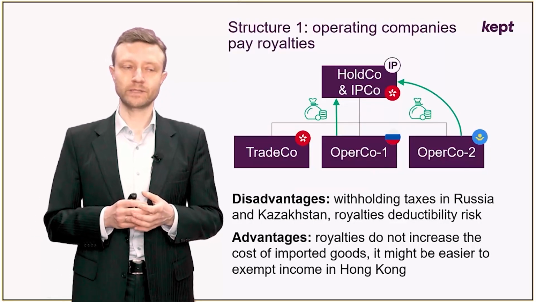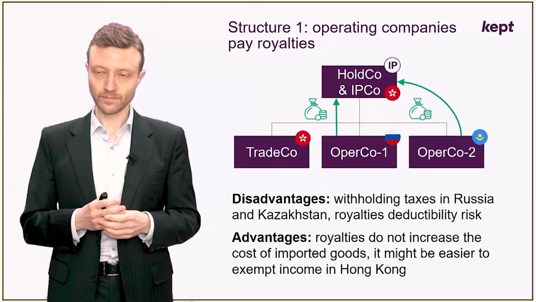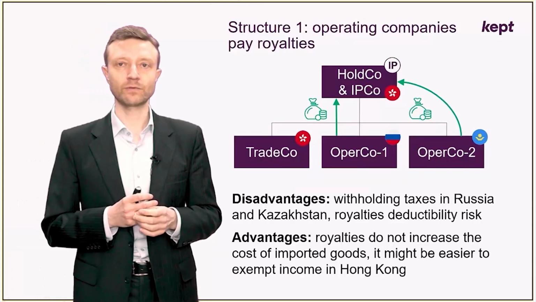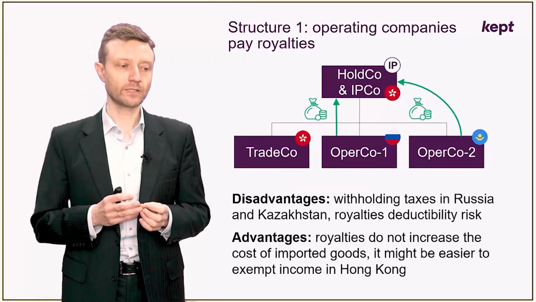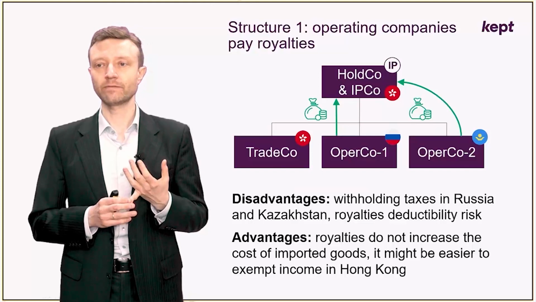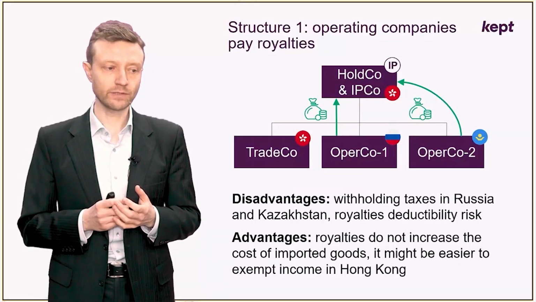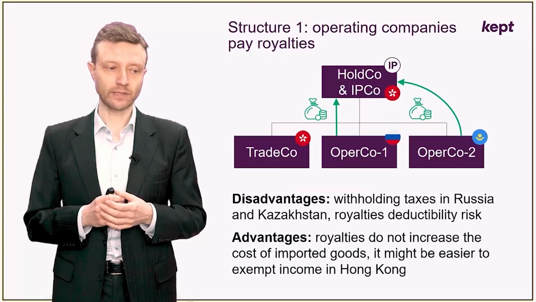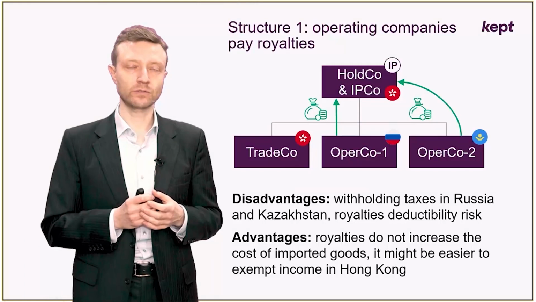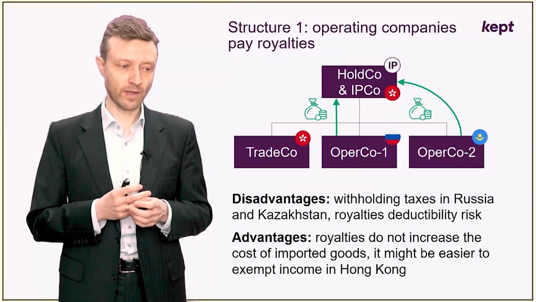Let's look at two possibilities. First of all, the IP company needs to receive royalties for its, let's say, trademark and brand name. So royalties should be charged. And we have two options. Either the operating companies pay royalties or the trading company pays royalties and includes the royalties into the price of goods that are supplied to the operating companies.